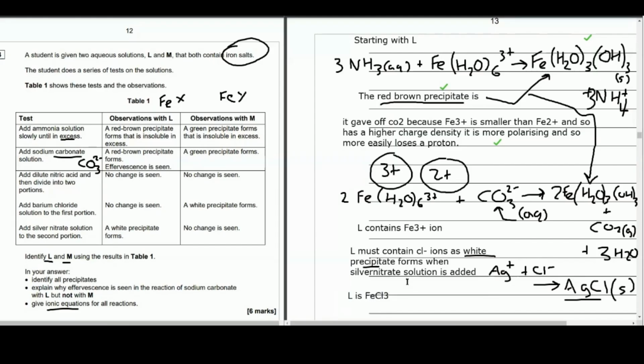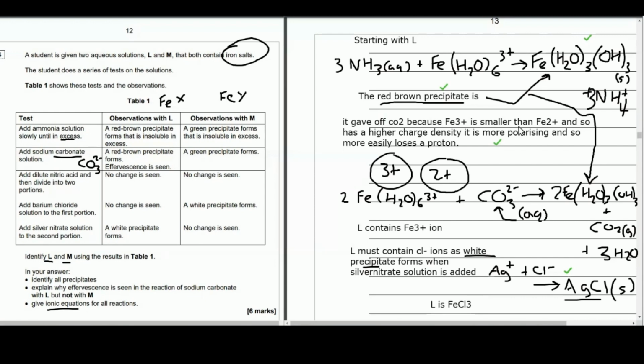Right. So the identity of L then, we've identified that it has an Fe3+ ion, and we've identified that it has chloride ions. So its identity must be FeCl3, and that's a solution. That's aqueous, because it told us at the start the student is looking at 2 solutions, L and M, and they both contain iron salts. So our iron salt is FeCl3. Super duper. And that is really everything for L.